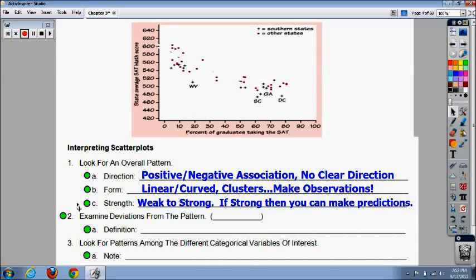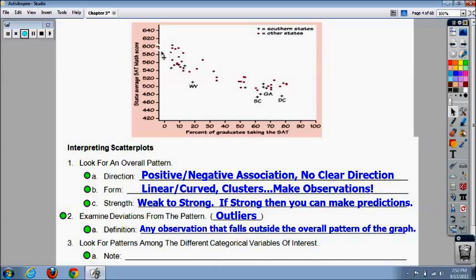Now, besides direction, form, and strength, we still need to look for outliers. And an outlier, by definition, is any observation that falls outside the overall pattern of the graph. For the most part, most of these points up here are following an overall pattern, as you can see right here. Now, let's say there was some rogue state that was way up here, okay? A lot of their graduates take the SAT and they do very well.